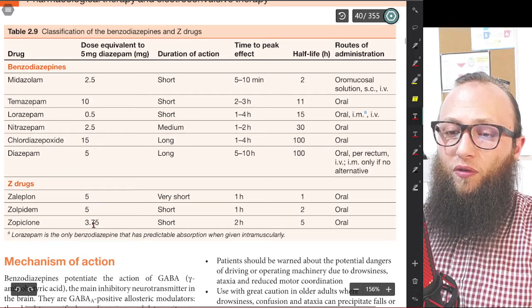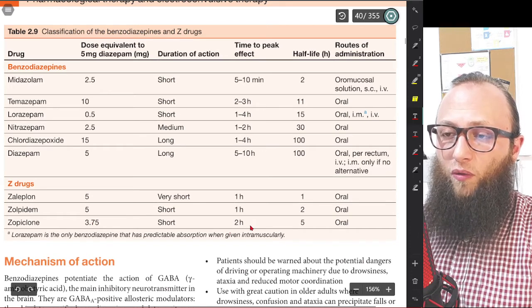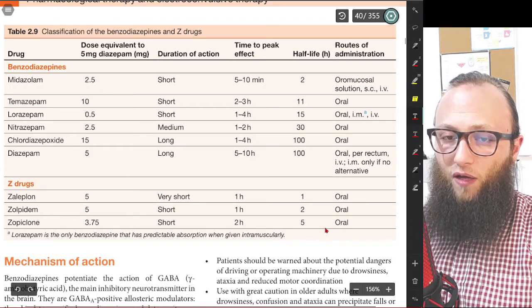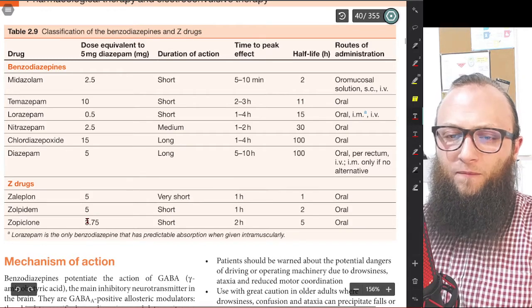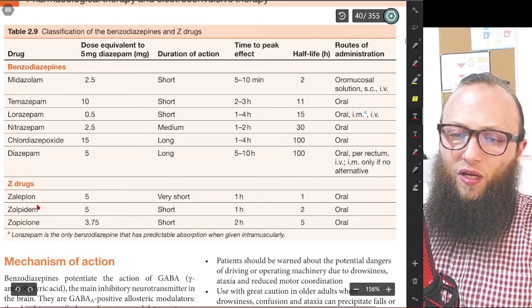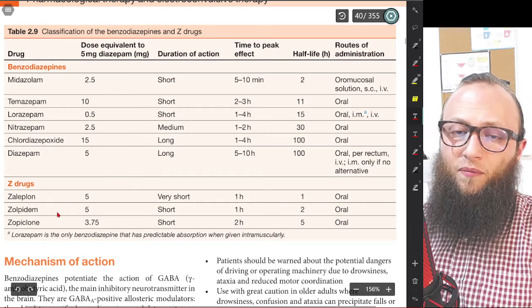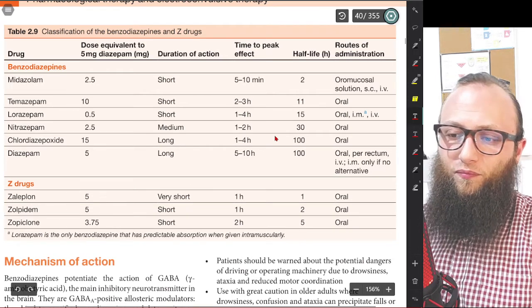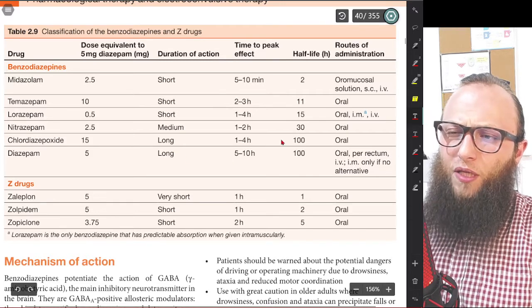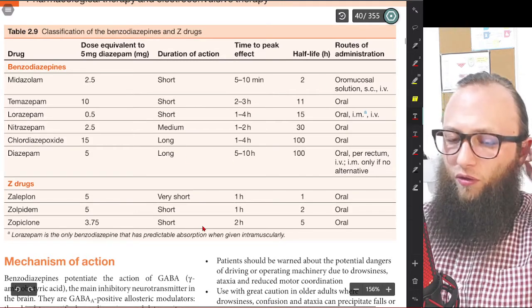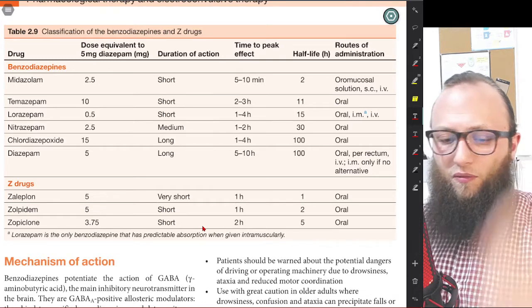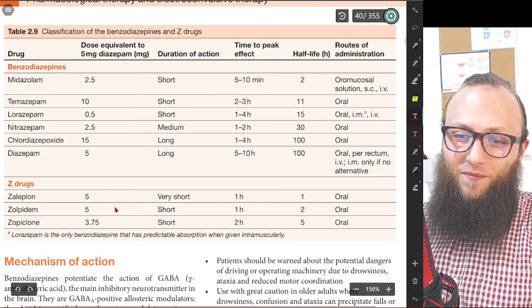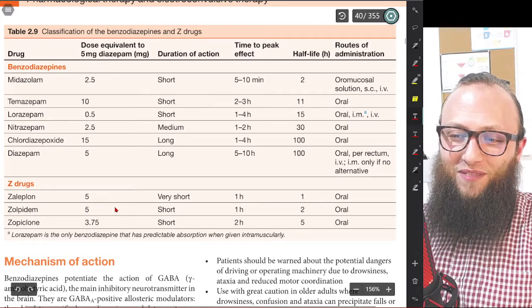Zopiclone, 3.375, short duration, 2 hours to the peak, and half-life of 5. It is given orally. It's not just like that. We have some other formulations to change the peak effect and the half-life. We will not talk about these in detail because you can check the link below.